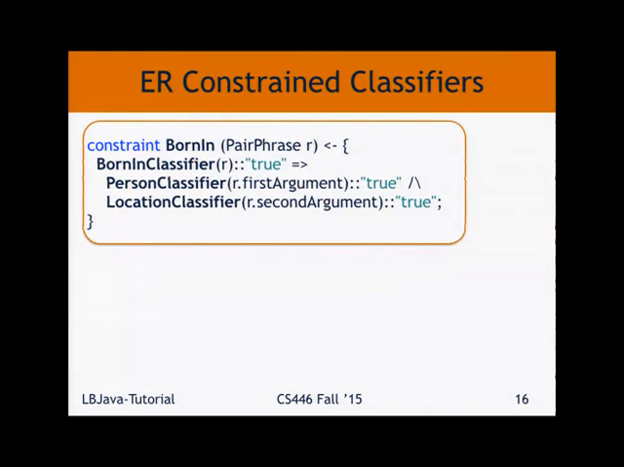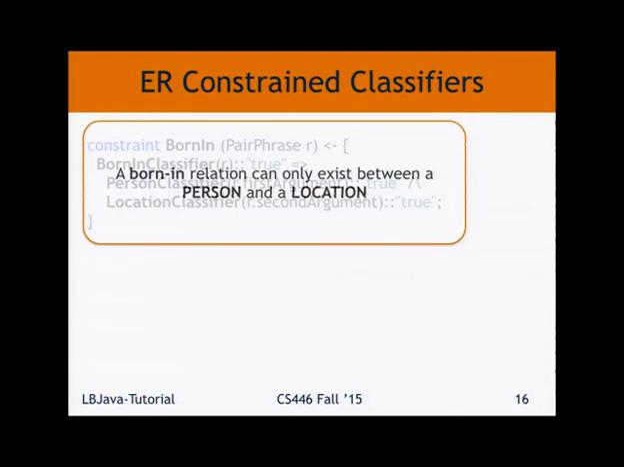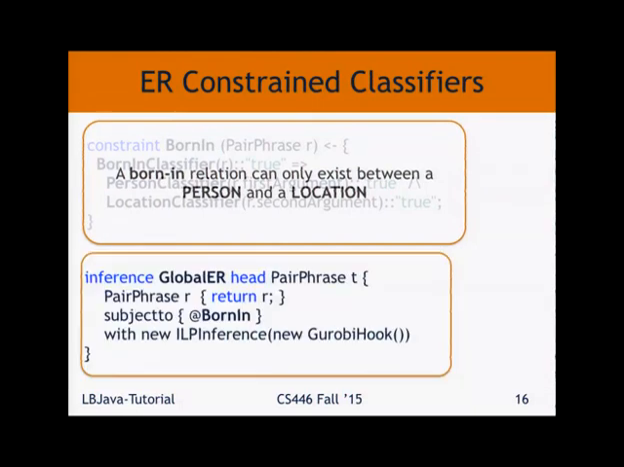You write it simply, but it is used in a complex way. I'm not going to describe integer linear programming, but I just want to point out that this is the description: a born-in relation can only exist between a person and a location. This is solved by generating an integer linear program that has an objective and some constraints. This is two lines of code. If you are interested, you can learn the syntax later by looking at the manual. I just want to say you write this in two lines of code.